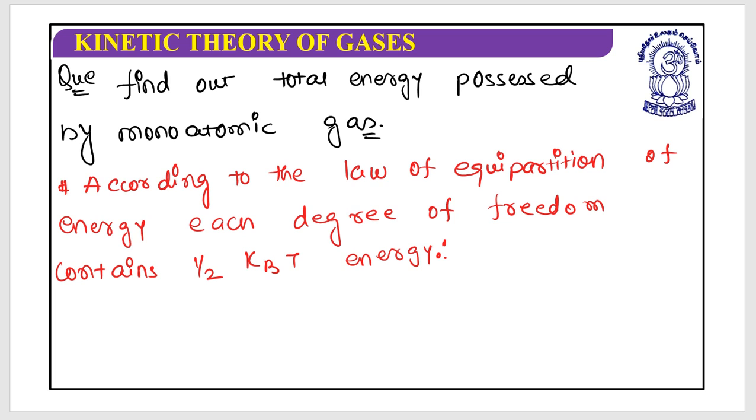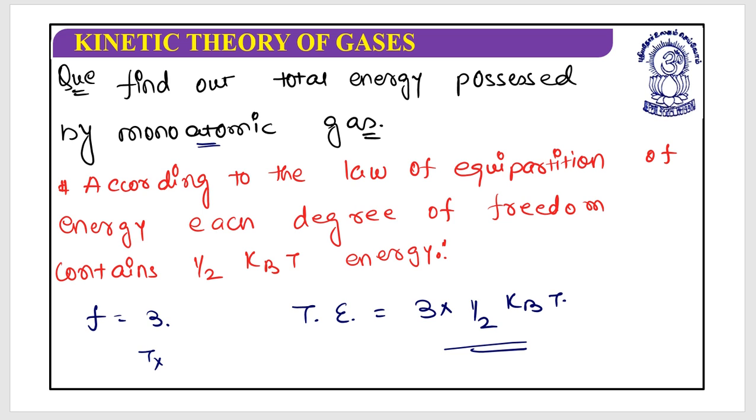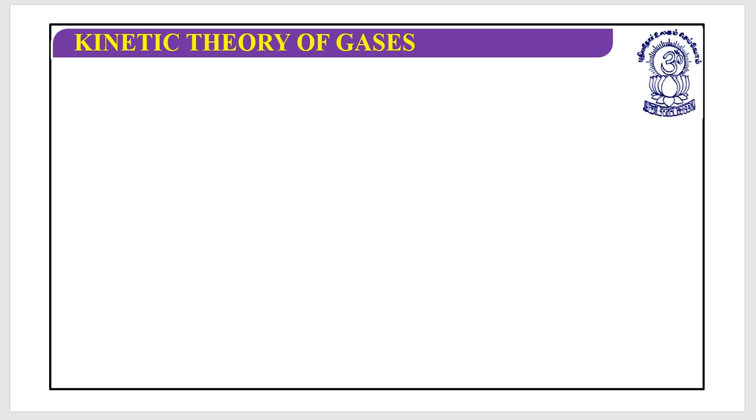So I understand that a monoatomic gas has only translatory motion. So a monoatomic gas has 3 degrees of freedom. It is only translatory. So the total energy would be equal to 3 multiplied by half into kBT. This is the total energy of a monoatomic gas. Do you understand this? Ready for the next question?